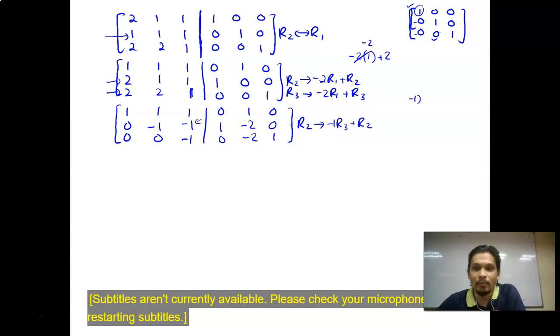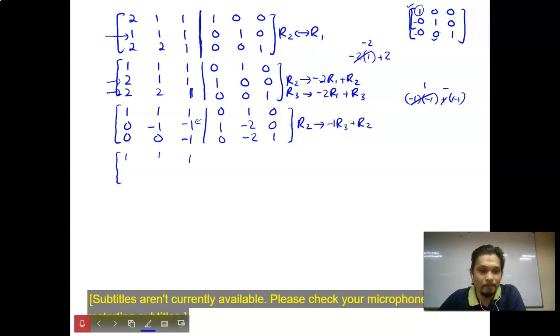Negative 1 multiplied with R3. What is the element in R3 here? Negative 1. And then plus with R2. Negative 1. Plus with negative 1. Negative 1 times negative 1, 1. 1 plus negative 1, 1 minus 1 equal to 0. That's it. Okay. So then, this instruction is for row number 2, so nothing changed in row 1 and row 3, so we rewrite 1, 1. I'm sorry.